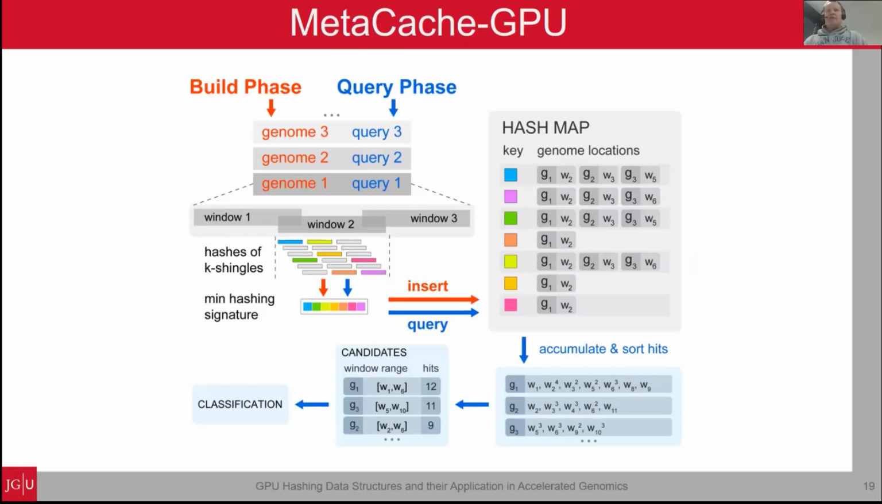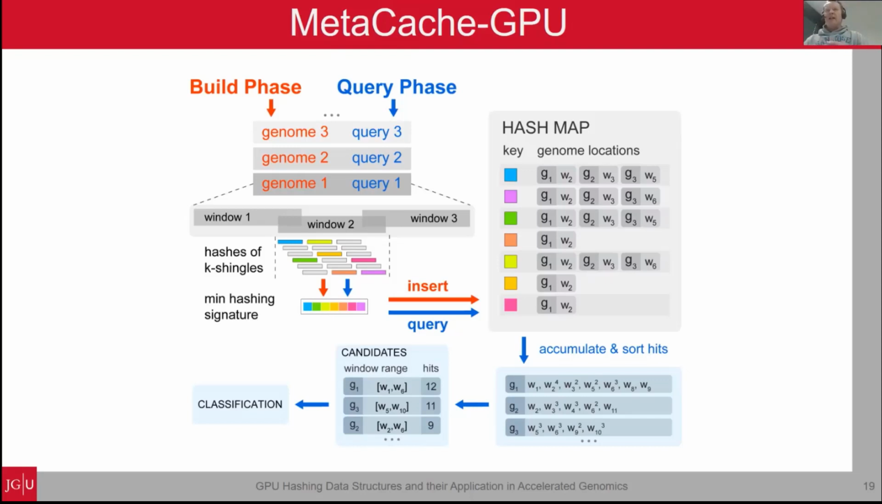Metacache-GPU consists of 2 phases, a build phase and a query phase. In the build phase, you take every reference genome that you consider and build a hash table using WarpCore. So you take the reference genomes, partition every reference genome into windows, extract all the k-mers, do the MinHashing, and then put every MinHashed k-mer into that hash table.